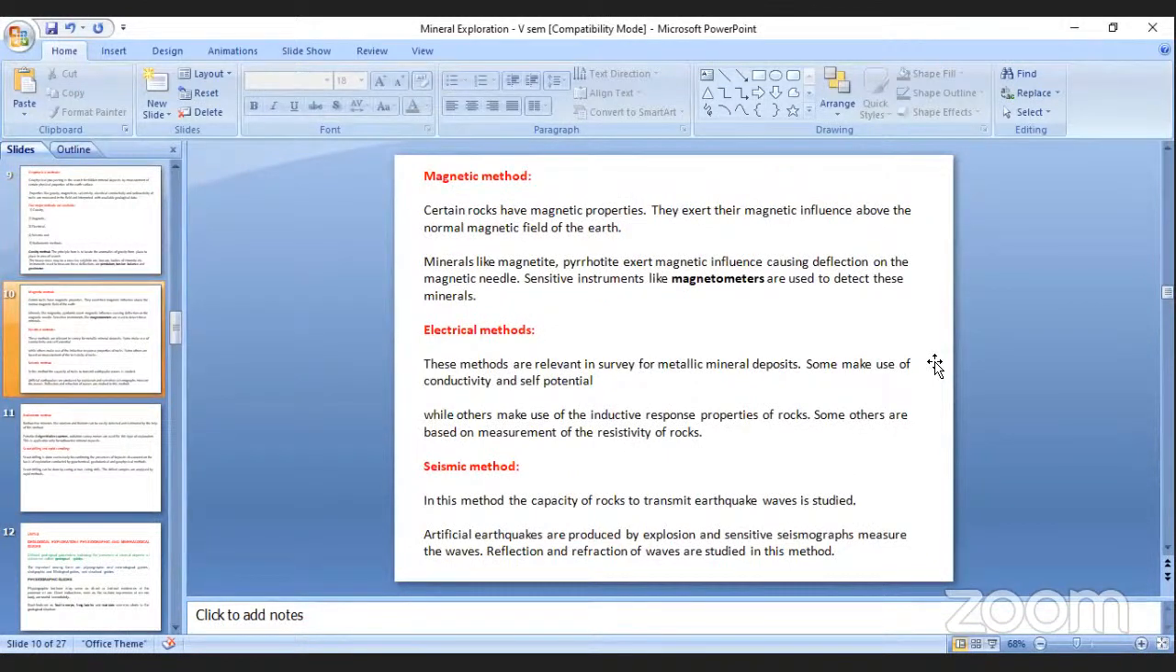And again, if you go to the magnetic method, some rocks have magnetic properties. For example, if it is an iron ore, iron ore has a magnetic property; it is easily attracted by a magnet. So if we want to identify such magnetic properties in rock formations, we can definitely use this magnetic method. Like again.